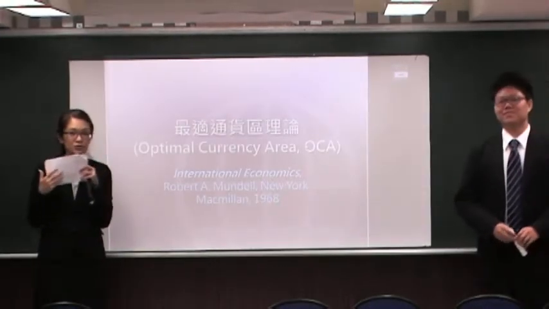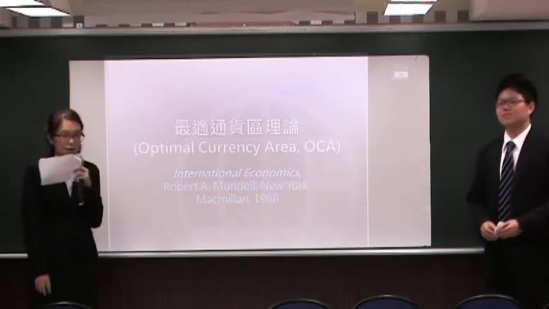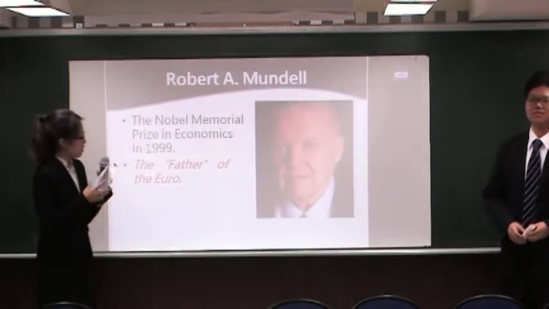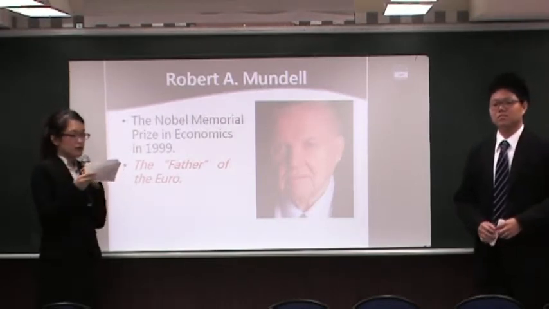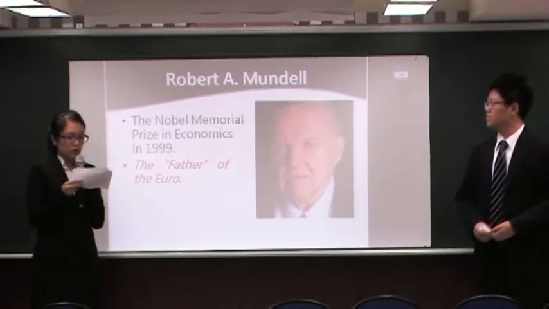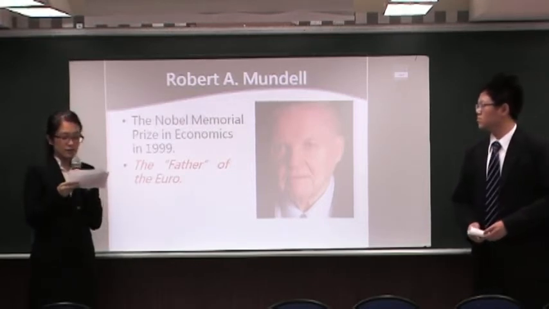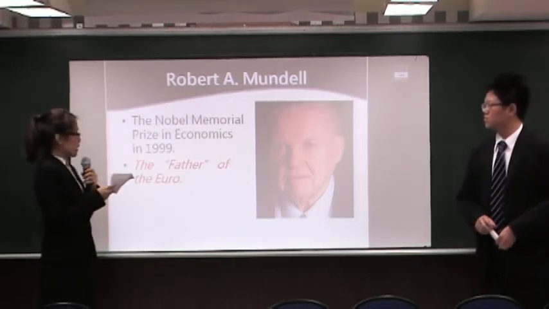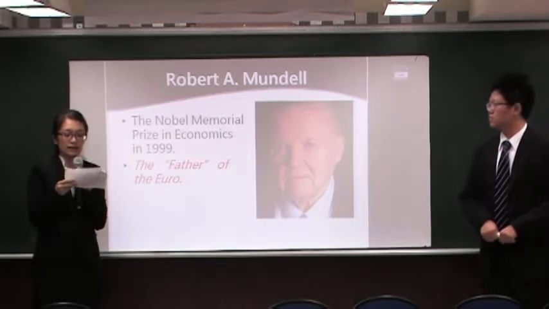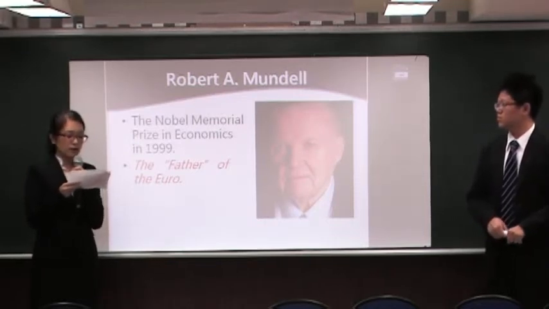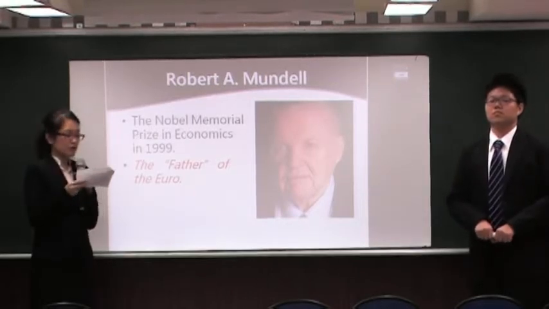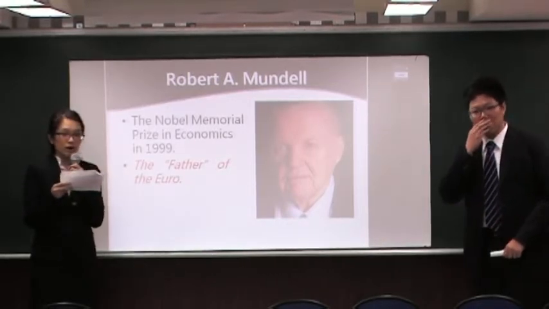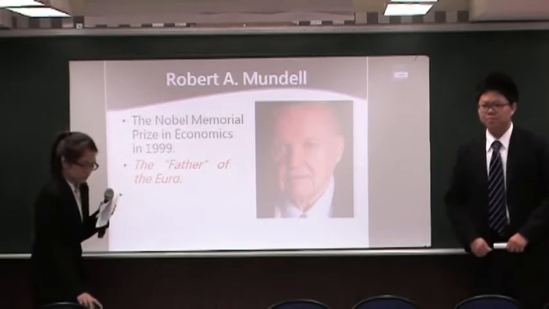So I will introduce you what is the optimal currency area. The first, this theory is from Robert Mundell. He is a Nobel Prize winning Canadian economist. He received the Nobel Memorial Prize in Economics in 1999 for his pioneering work in monetary dynamic and optimal currency area. Mundell is also known as the father of the euro.